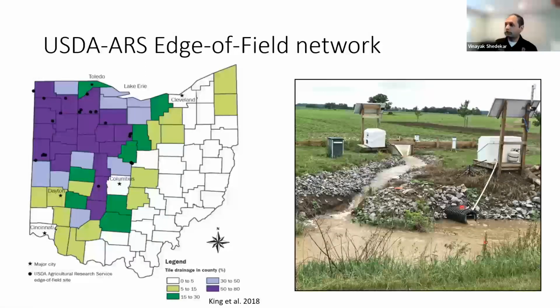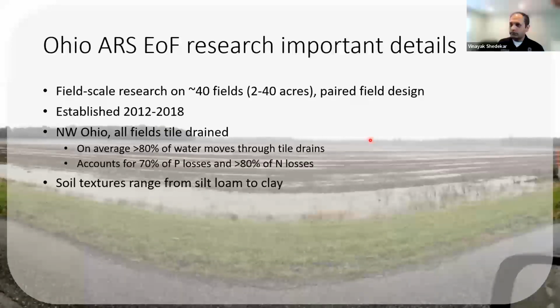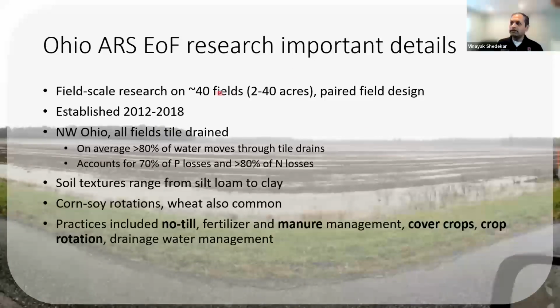So we're monitoring the flow, the discharge from these surface and subsurface pathways, as well as we're able to collect some automated water samples, which we then analyze for water quality, mainly nitrogen and phosphorus. Just a quick overview of how this network looks like. There is about 40 agricultural fields that are part of this network. Some of the earliest fields, the monitoring started about 10 years ago.